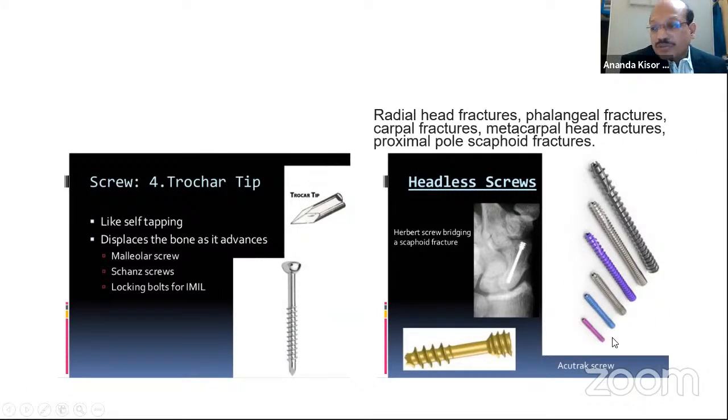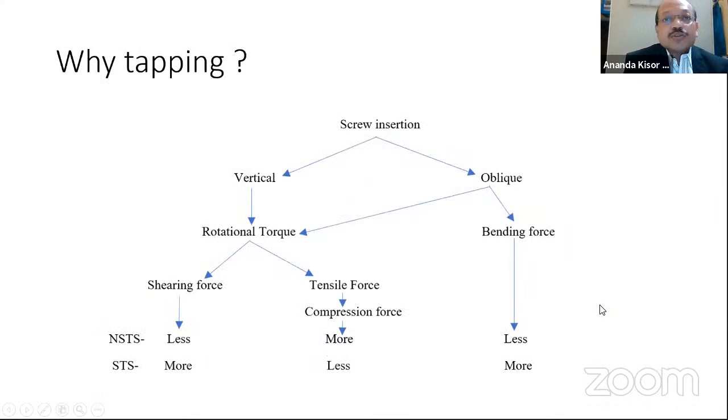Another is the Accutrak screw. This Accutrak screw is also a headless screw. There are several fractures, like radial head fractures, phalanges fractures, carpal fractures, metacarpal head fractures, and proximal pole scaphoid fractures, in which Accutrak screws are used.